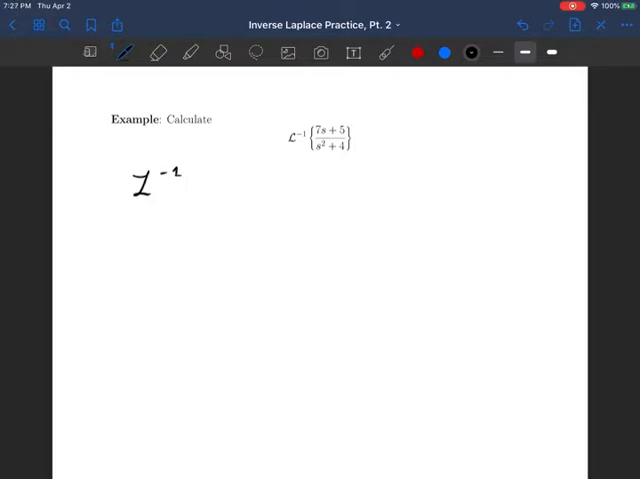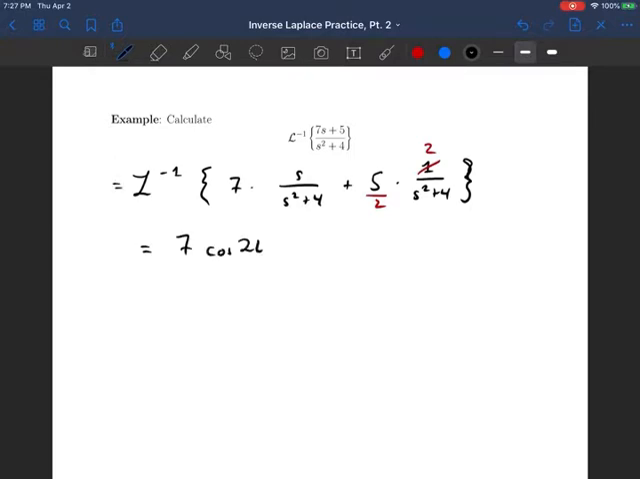Next one. We've got the inverse Laplace transform of 7s plus 5 over s squared plus 4. In this case, we're going to break it up into two parts. We may as well leave it all inside here. Inverse Laplace transform of 7 times s over s squared plus 4, plus 5 times 1 over s squared plus 4. We want this to be 2 at the top in order to match the form for sine, so we're going to have a 2 there and a 2 there. Once we've done that, we can go straight to our solution. This will be equal to 7 cosine of 2t plus 5 halves sine of 2t.